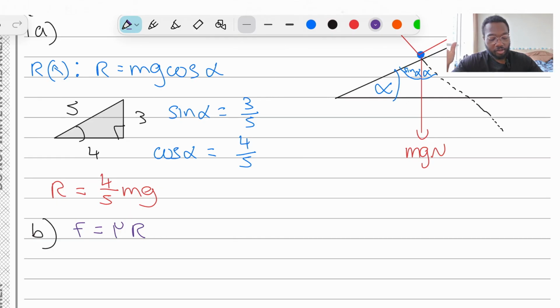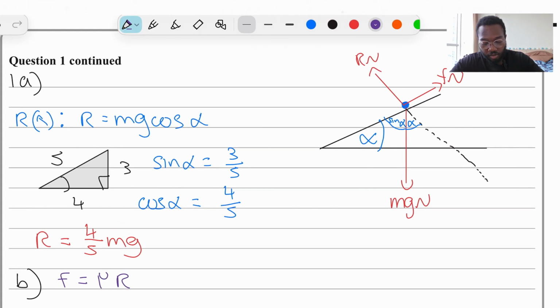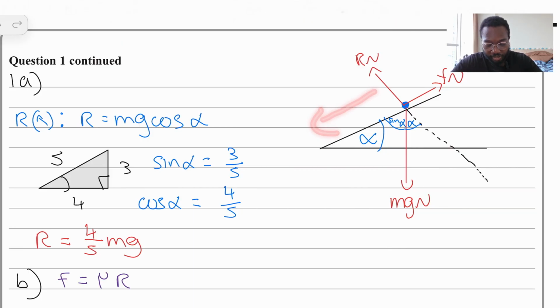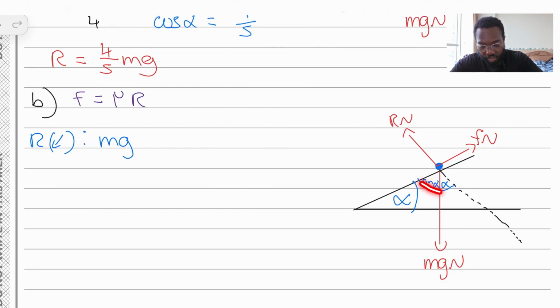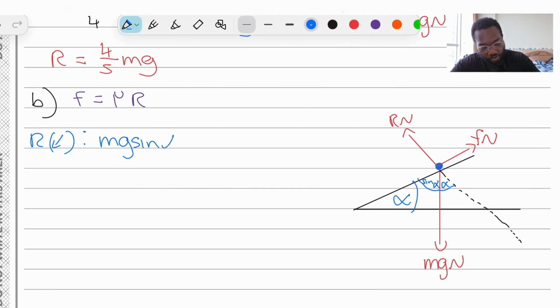So all we need to do is work out our frictional force. How can we do that? Well, we can just resolve going down the slope. So right now, we can resolve in this direction here, going down the slope. If we do that, we would get mg, because mg is in that direction, and now it would be at an angle of alpha, because mg is at an angle of alpha from that slope. So it would be mg sine alpha.